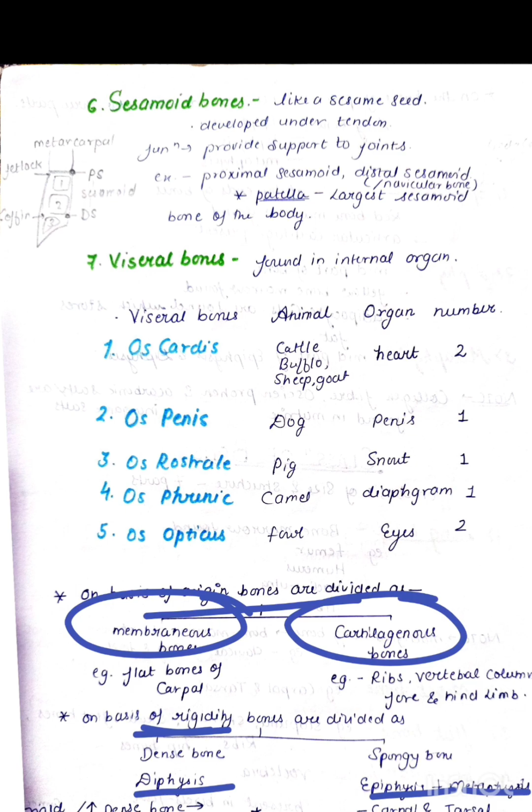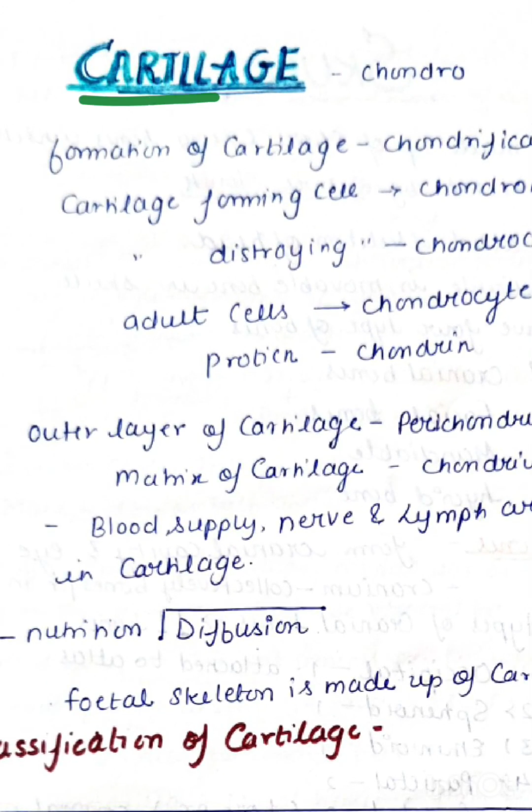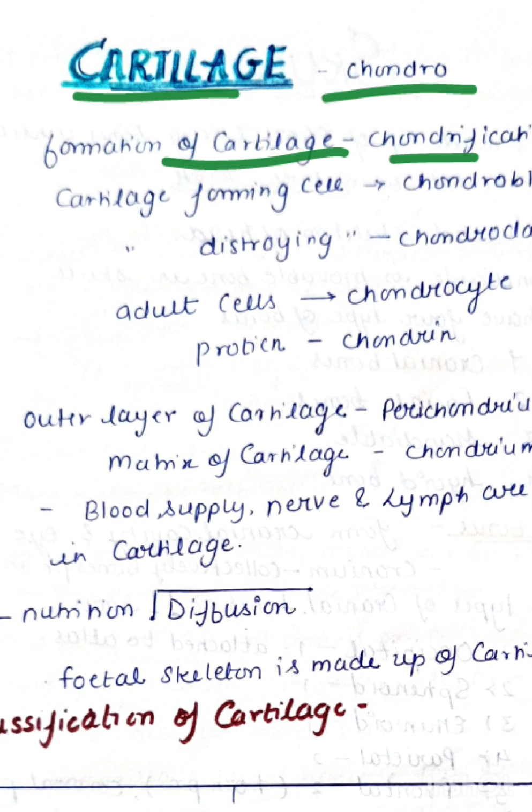Bones are completed in the next lecture. Now we're going to study the cartilage. For the cartilage, we use the word chondro. The formation of cartilage is known as chondrification.